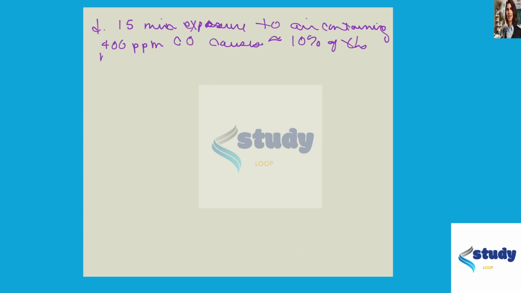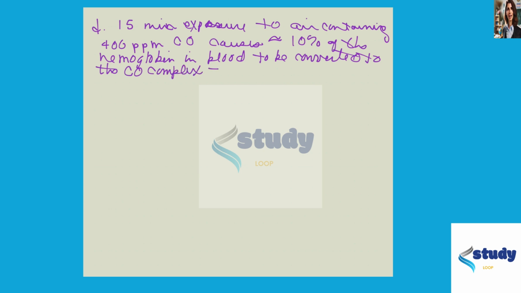15-minute exposure to air containing 400 parts per million CO causes approximately 10% of the hemoglobin in blood to be converted into carbon monoxide complex, which is called carboxyhemoglobin.